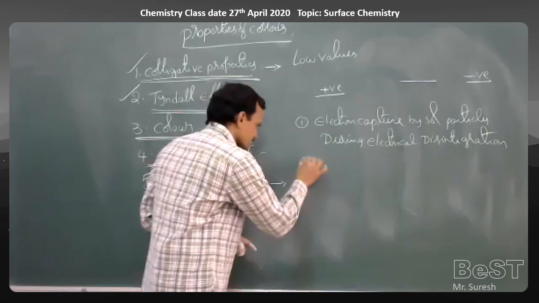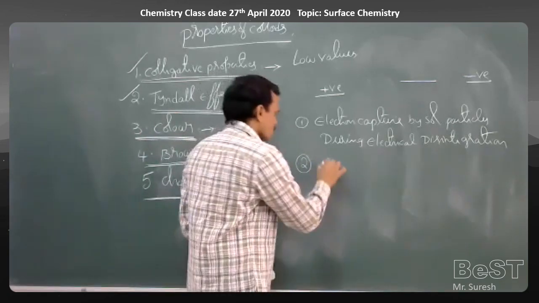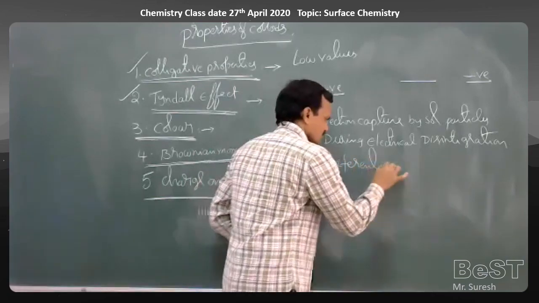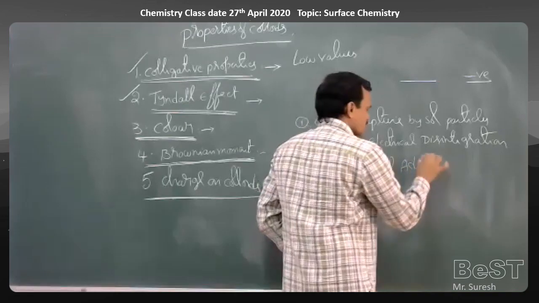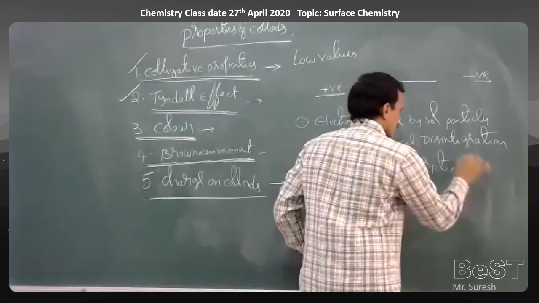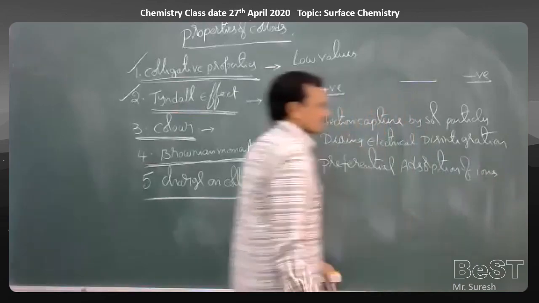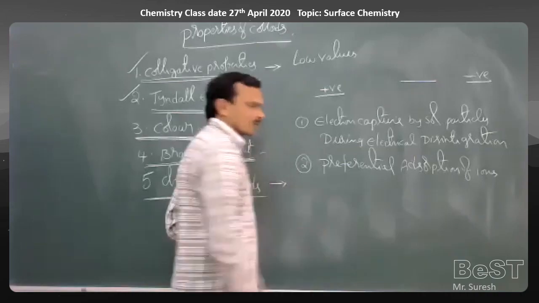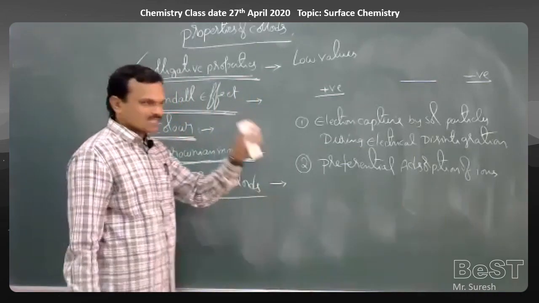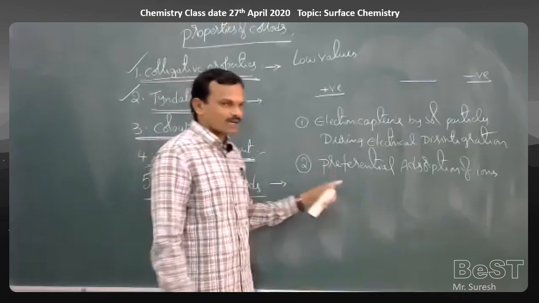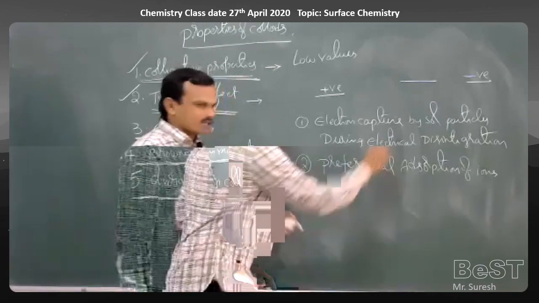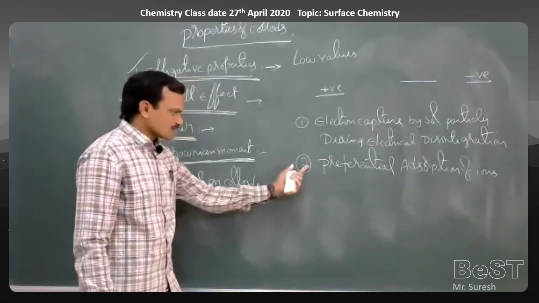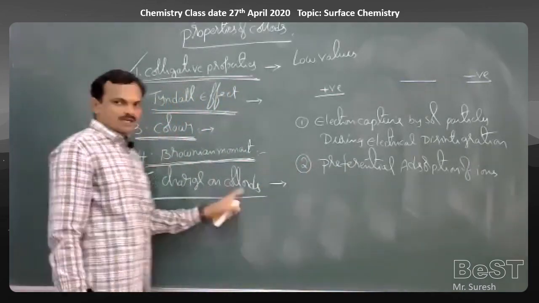The second one is preferential adsorption of ions on colloidal particles. Whatever ions are present in the colloidal solution, those electrolyte particles get adsorbed on the surface of colloidal particles. As a result, we can get charge. This is the second way of explaining the charge present on the colloids.